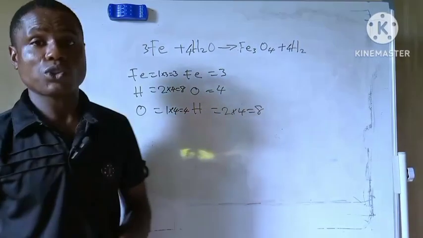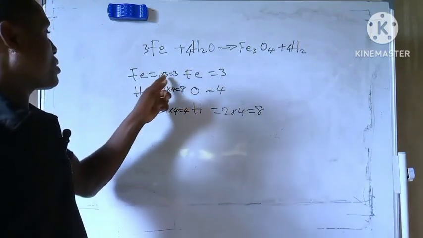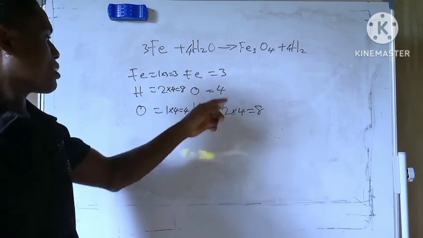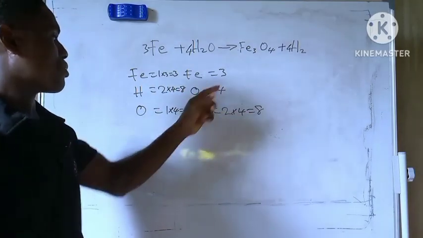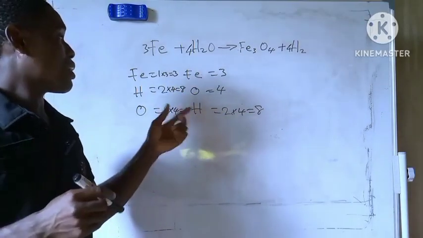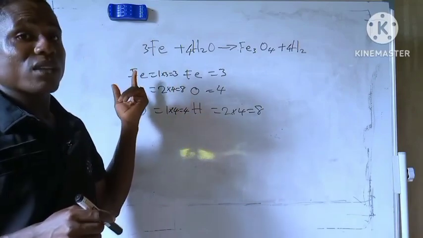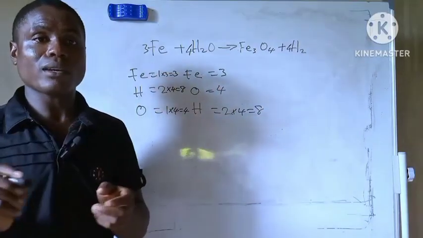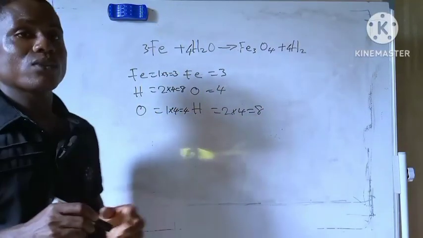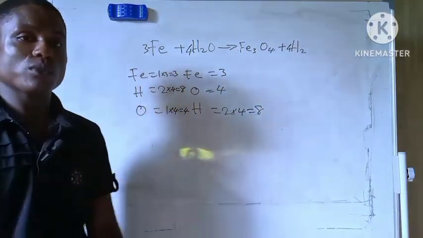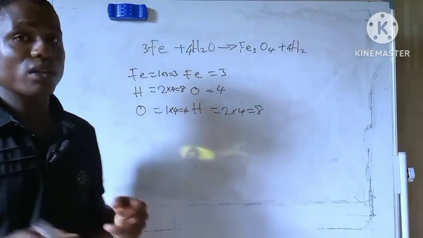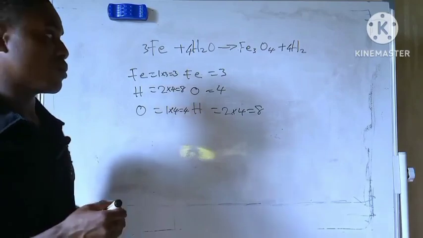So let's check if the equation is balanced. Iron is balanced. Hydrogen, 8, 8 is balanced. Oxygen, 4, 4 is now balanced. So now we know that the atoms at our left side are now equal to the atoms at the what? At the right side. So the equation is regarded as a balanced equation. So this is how to balance any chemical equation. In case you have not watched the previous video, you can scroll back and watch them for more understanding.